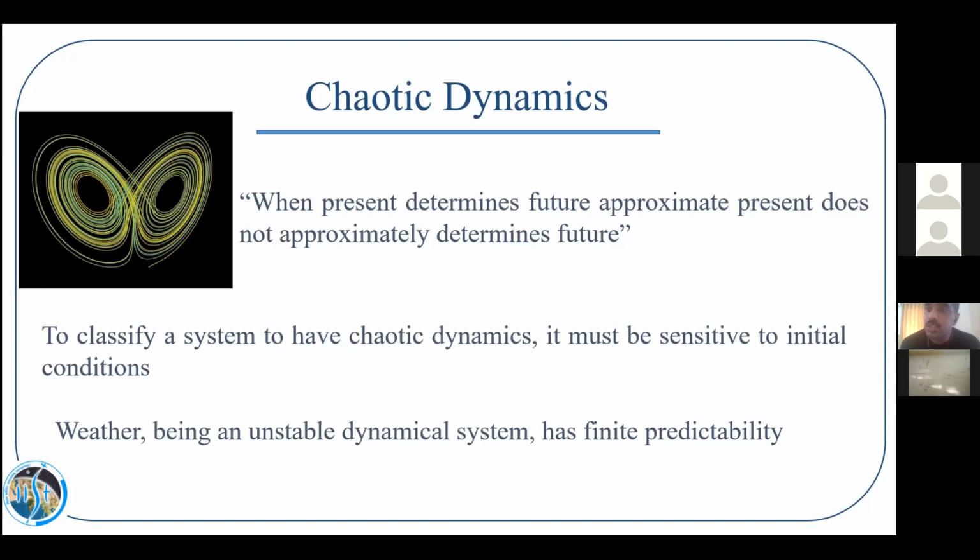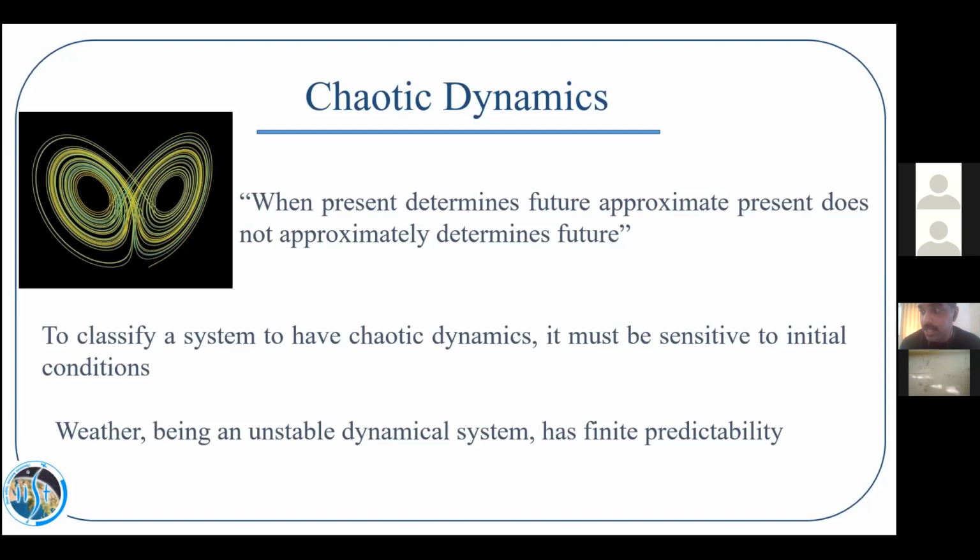What does this mean? Suppose you have a near perfect representation of the initial conditions, or the present situation. It is not perfect. And if you give a forecast using a forecast model, the forecast will not be near perfect.